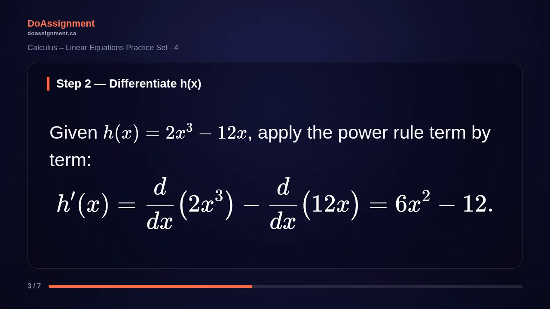We differentiate h of x equals 2x cubed minus 12x using the power rule. The derivative of 2x cubed is 6x squared, and the derivative of 12x is 12. So h prime of x equals 6x squared minus 12.